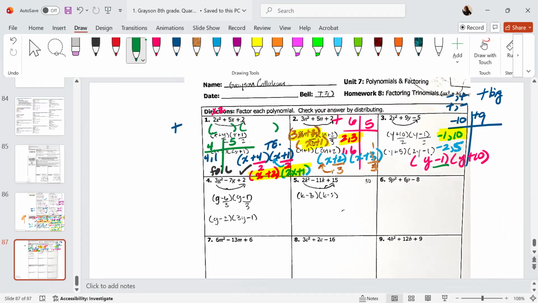Then you want to divide it by 2. Bring that 2 to the front. You get a 2y minus 1. 10 divided by 2, y plus 5. That is your answer. Do you see that?